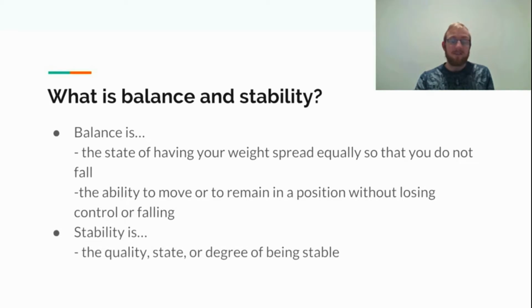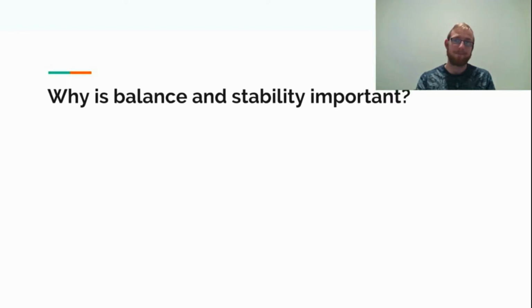And stability is the quality or state or degree of being stable. So how stable are you? How much can you stay in the position that you want to be in? And that is that balanced position. Those definitions come from Merriam-Webster, by the way.